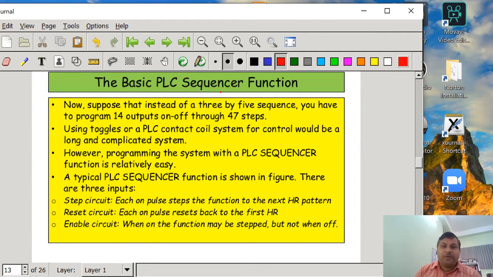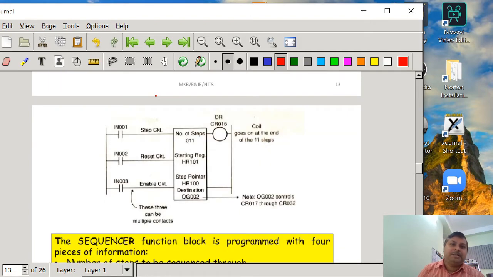A PLC sequencer function is shown in the figure, which has 3 inputs. So this is the PLC sequencer function. As I said, it will not be indicated by SQ, it will be indicated by DR, because it keeps the name of the mechanical drum sequencer. Now you can see that 3 switches are there: IN001, which is the step circuit, IN002, which is used for the reset circuit, and IN003, which is used for the enable circuit.